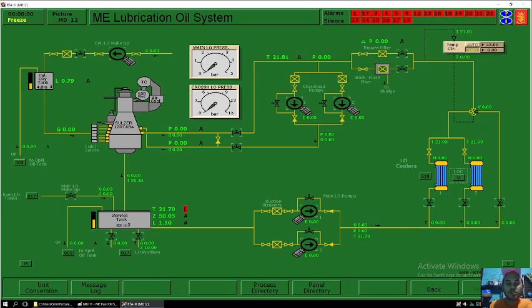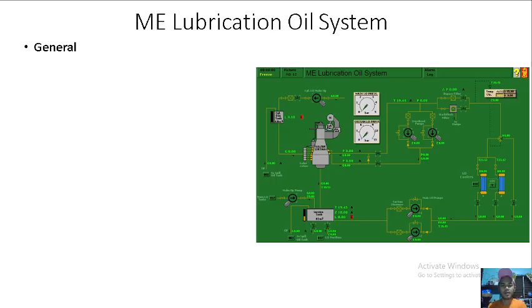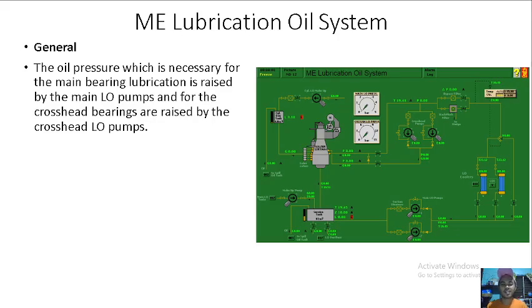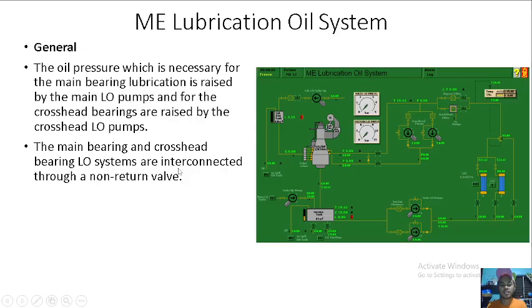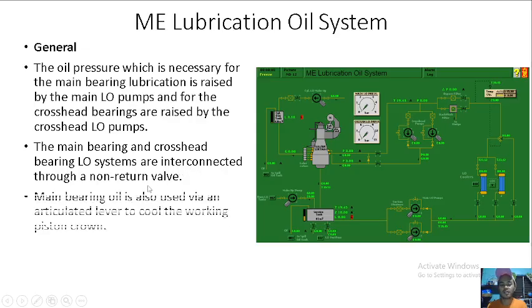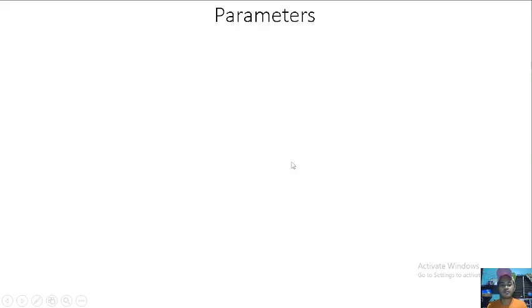So this is a lubrication oil system for Sulzer. In general, the oil pressure which is necessary for the main bearing lubrication is raised by the main lube oil pump. These are the main lube oil pumps. The crosshead bearing pressure is raised by the crosshead lube oil pumps in here. The main bearing and crosshead bearing lube oil systems are interconnected through a non-return valve. The main bearing oil is also used via an articulated lever to cool the working piston crown.